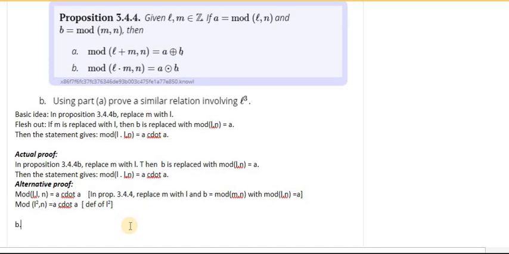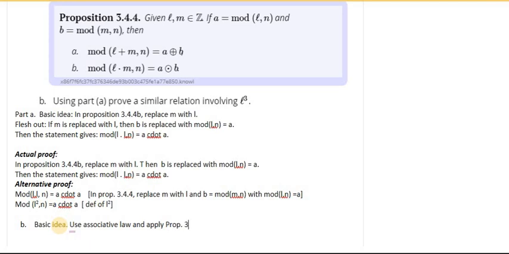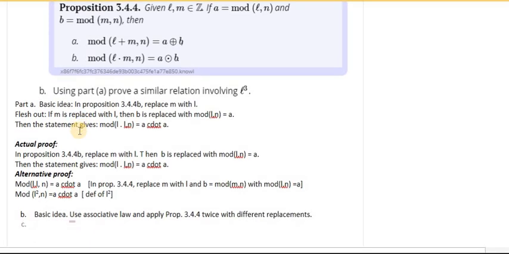Okay, so let's look at part B. So for part B, the basic idea, and this is for part A, I'm just trying to make clear everything that's going on here. So the basic idea, I'm going to use the associative law and basically apply proposition 3.4.4 twice. Okay, so that's the basic idea. Now that's really not enough detail. But I can follow this sort of pattern here. So what replacements am I going to make? This is going to be with different replacements. Okay, so I'll flesh this out.